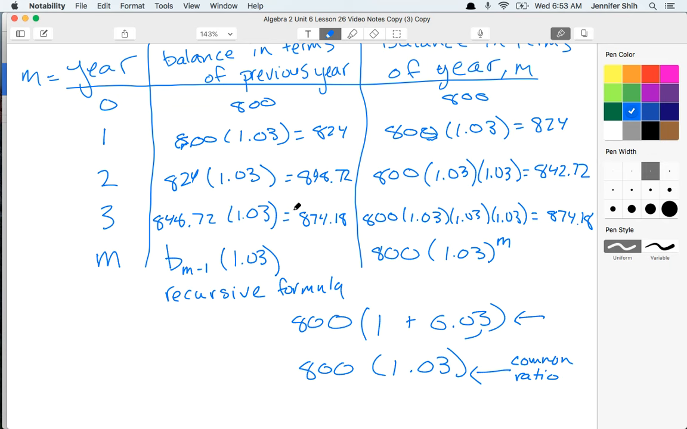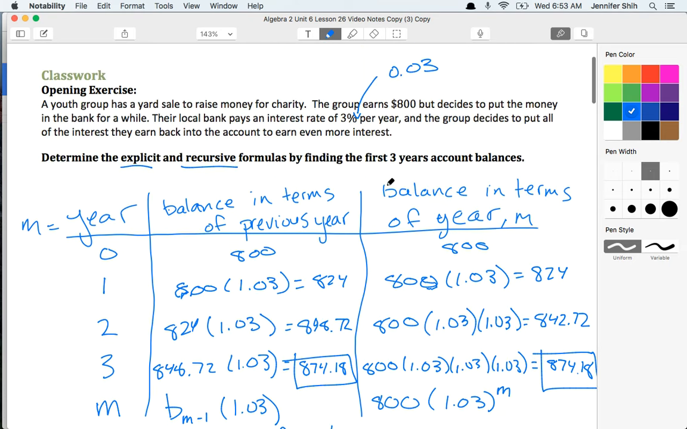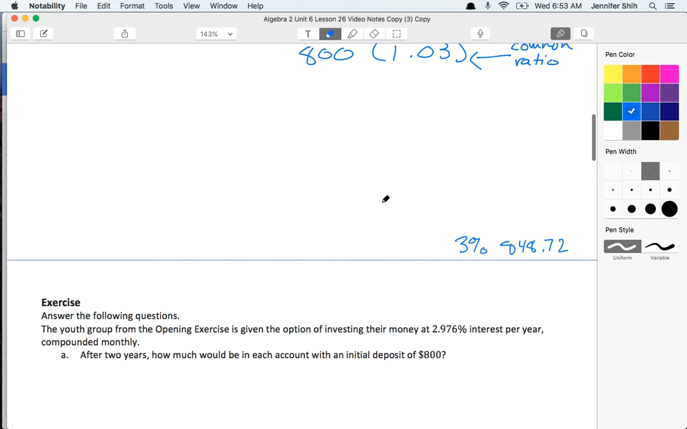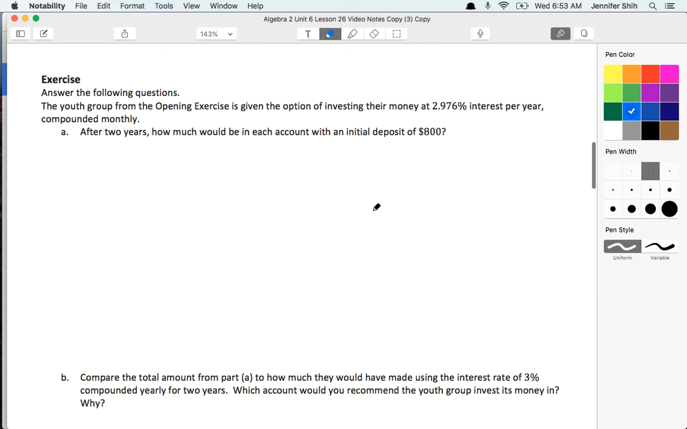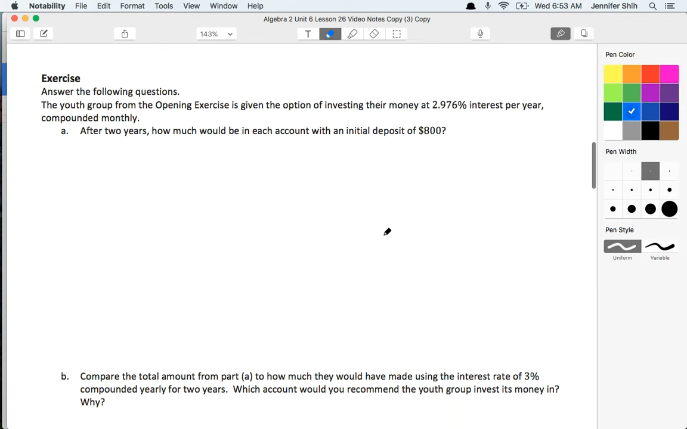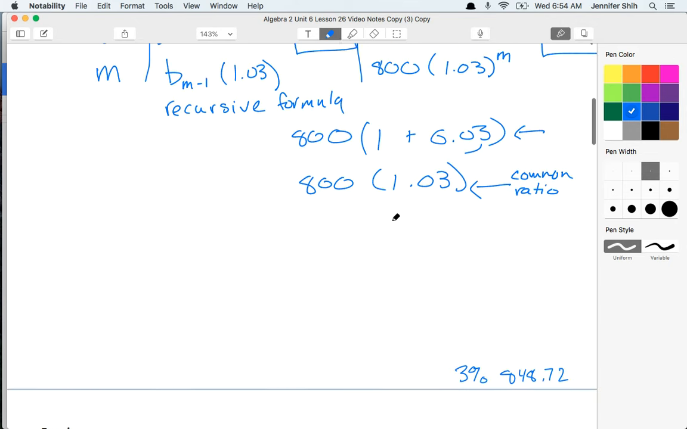So at the end of the year, we're going to have $874.18. Let's see if we answered the questions here. Yes. Let's move on to the exercise. We only have 2 questions. The first one takes a little bit of work, and then the second one doesn't. Oh, let's go back first.